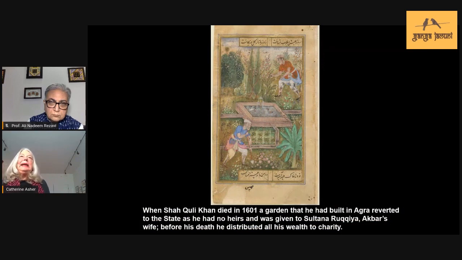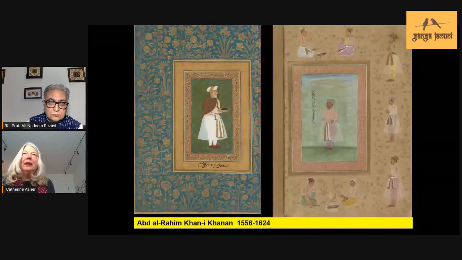When Shah Quli Khan died in 1601, he had a garden that he had built in Agra. And that garden reverted to the state as he had no heirs. And it was given to Akbar's wife. But before he even died, knowing that all his money would go to the state, he very cleverly distributed it to charity. And again, this is the sort of patronage that we might find.